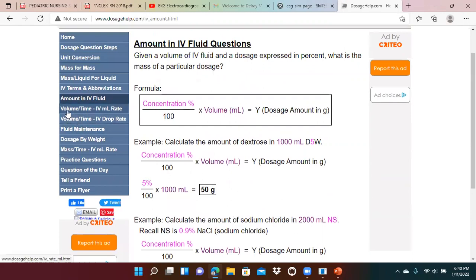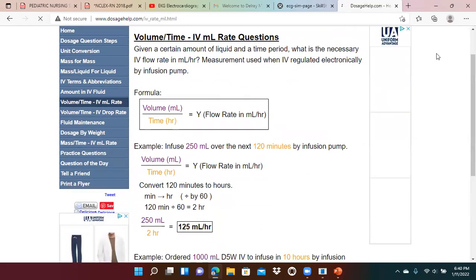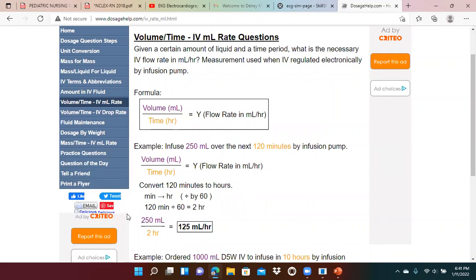Now we are going to go to volume over time formulas. So here, given a certain amount of liquid and a time period, what is the necessary IV flow rate in ml per hour? This is the measurement used when IV is regulated electrically by an infusion pump. So this is the formula we use for infusion pump, or we call IV milliliter rate calculations. Definitely this flow rate formula is expressed in milliliter per hour, not per minute. It is important, give it focus.